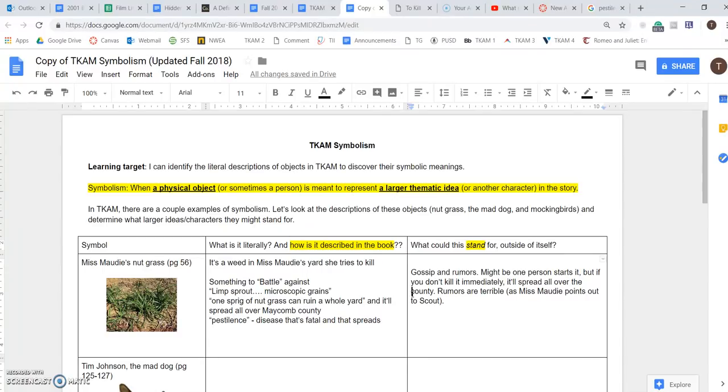So that could be a symbolic interpretation, but that's what you want to do. You want to look at what is the function of the object, how is it described, right? Something to battle against, it's tiny, but if you have one sprig, it'll ruin the whole yard because it'll spread, and it's a disease that's fatal and spreads as well. So then I think, all right, what is it in the book that's bad, that seems small, but spreads? Maybe rumors. And again, it's not like in this case Harper Lee has come out and said specifically, this is what this stands for. Because that's not the point of symbolism. The point is for you to figure it out on your own.